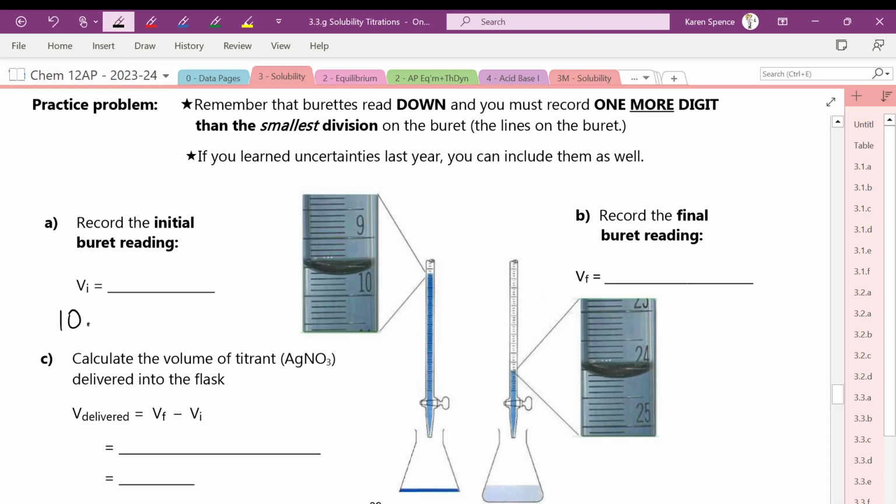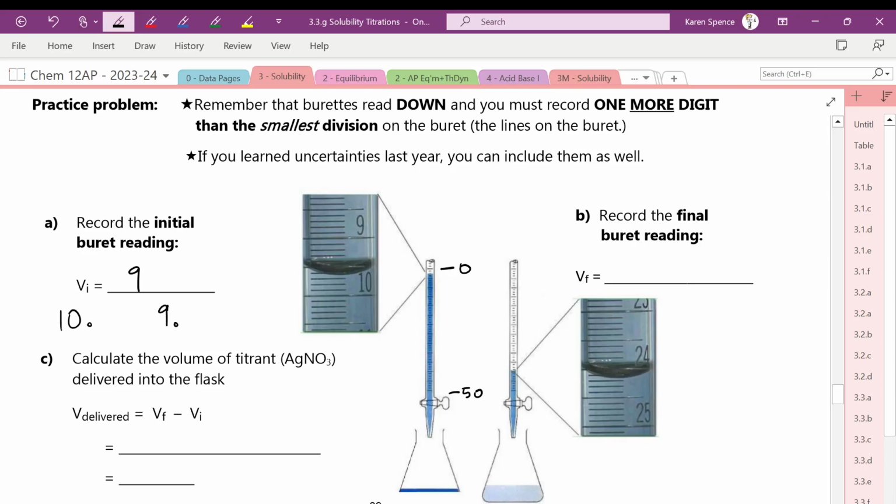Is our first number 10 point something or 9 point something? 9 point something. Good. We're all reading down. Excellent. Why does the number end up bigger at the bottom? The number at the top is 0. The number at the bottom is 50. That allows for our final volume to be larger than our initial volume, so we can subtract final minus initial and get a positive number. Yes?